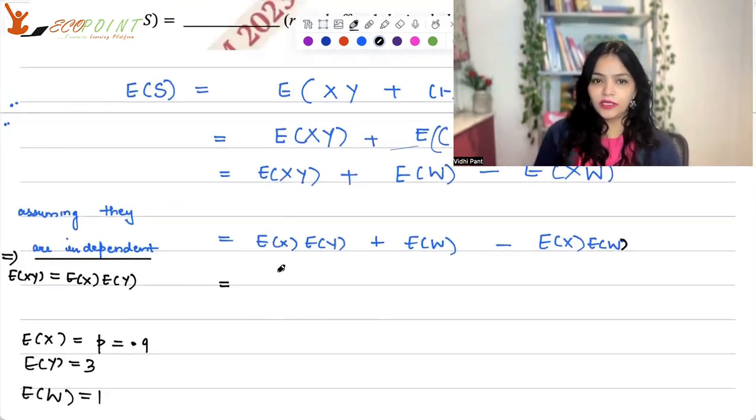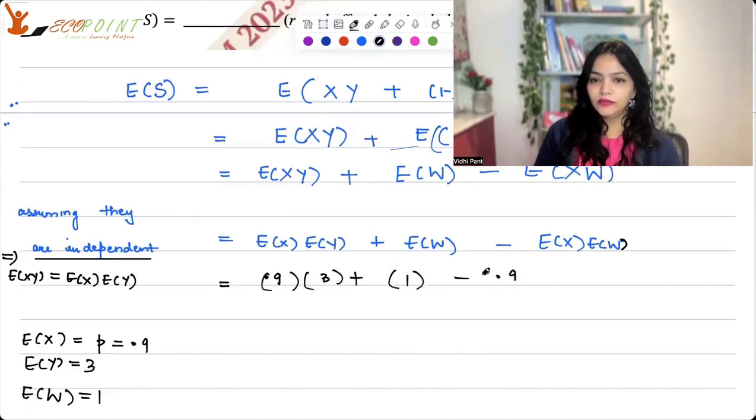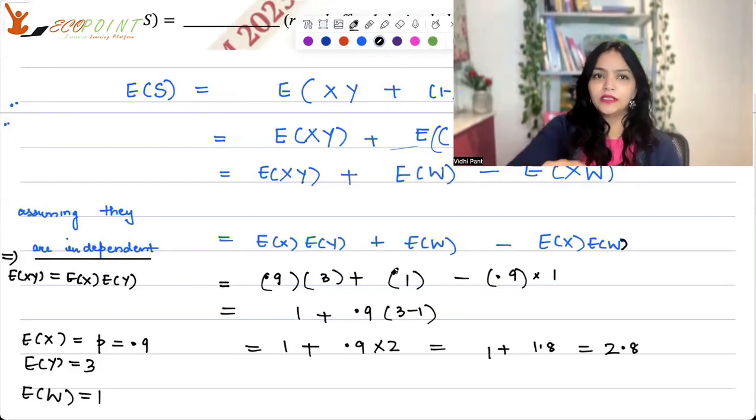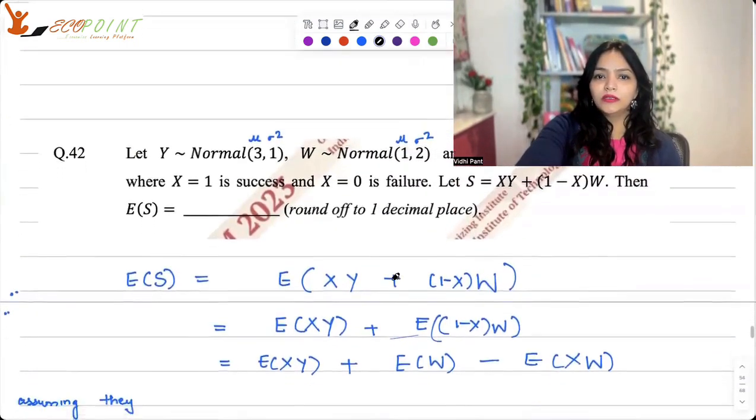So substituting 0.9 here: 0.9 into 3 plus (1 minus 0.9) into 2, into 1, sorry. So this becomes 1 plus 0.9 into 3 minus 1. So 1 plus 0.9 into 2, that is 1 plus 1.8, that is 2.8. So 2.8 should be the correct answer.